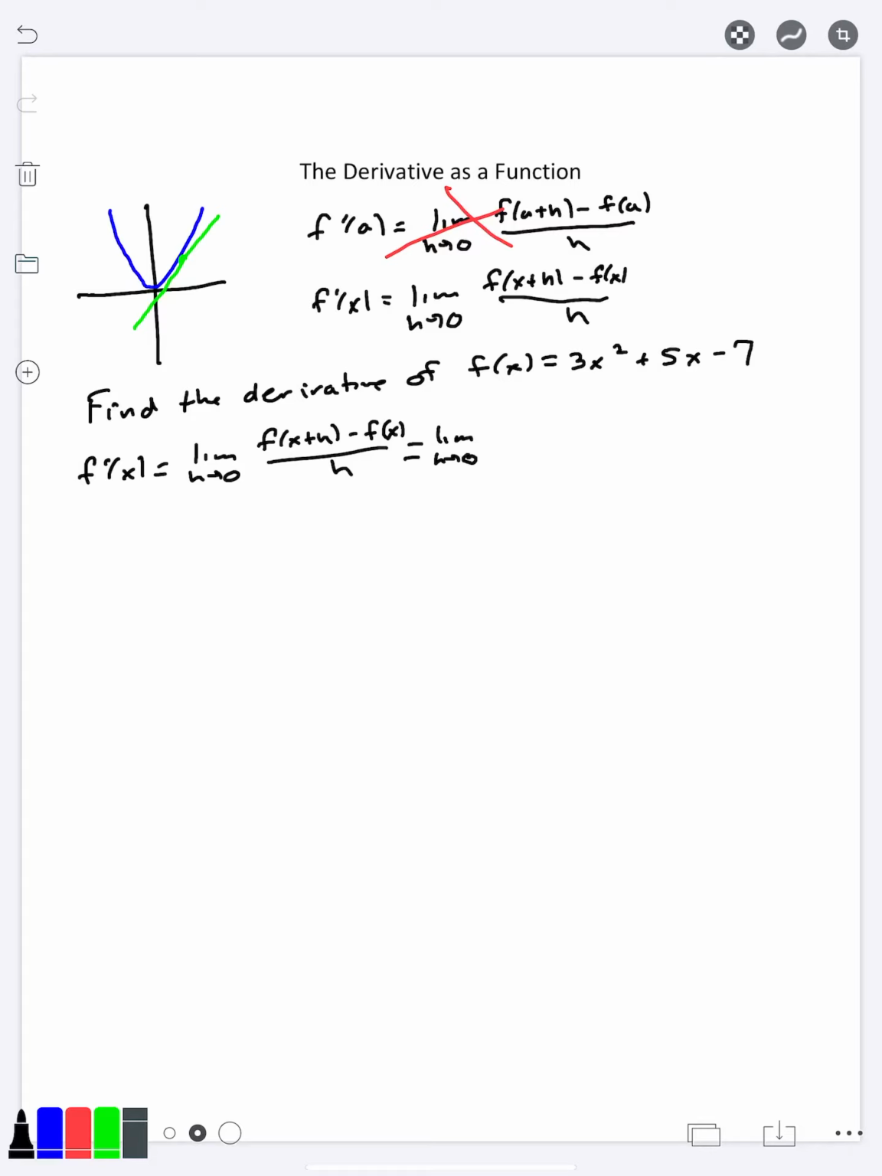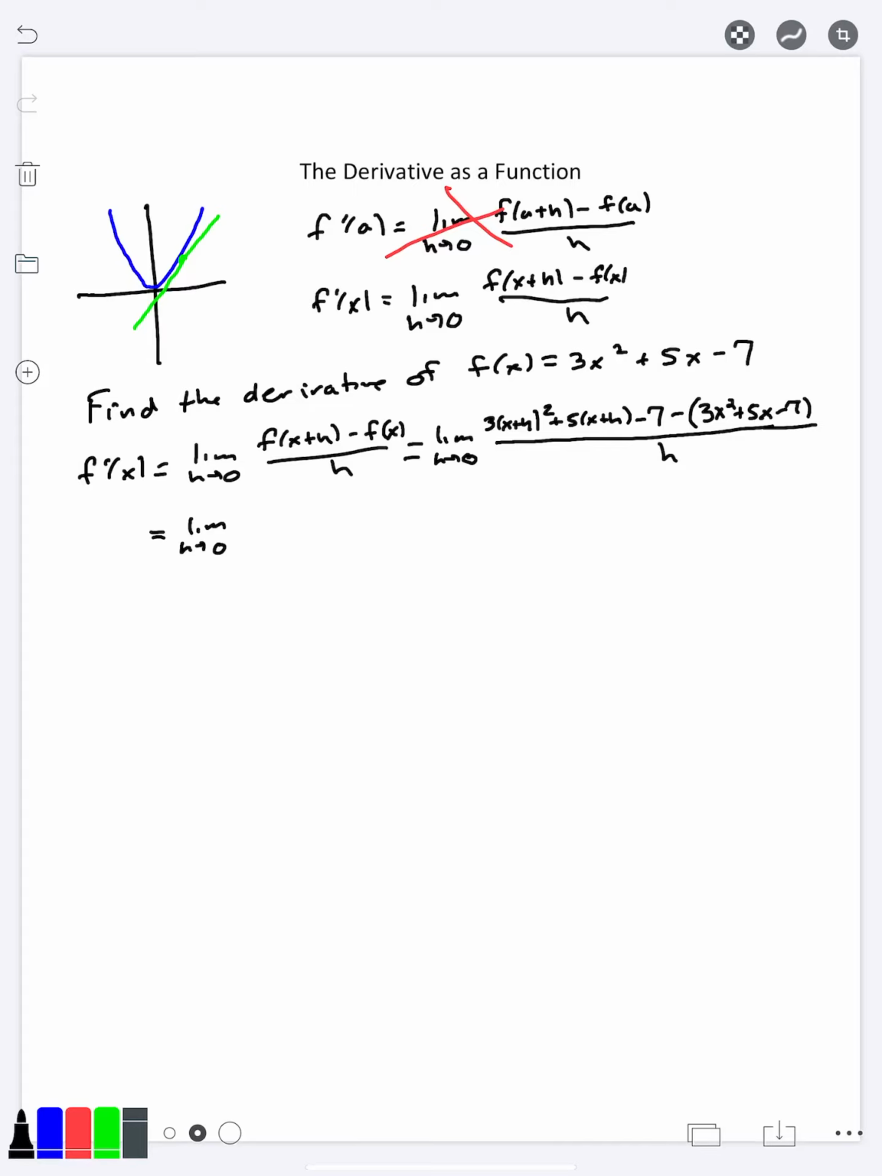Now we need to take our function, and everywhere we see x, replace it with x plus h. It's going to get a bit messy here. So 3 times (x plus h) squared plus 5 times (x plus h) minus 7. Then we subtract the original function, being careful to put parentheses because I'm subtracting the whole thing, all over h. At this point we're going to do some messy algebra. We're going to FOIL and distribute.